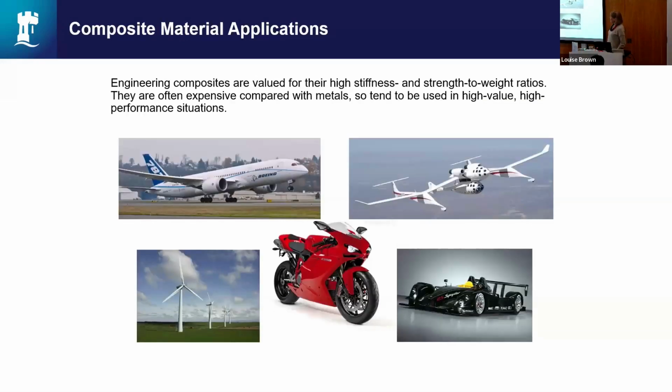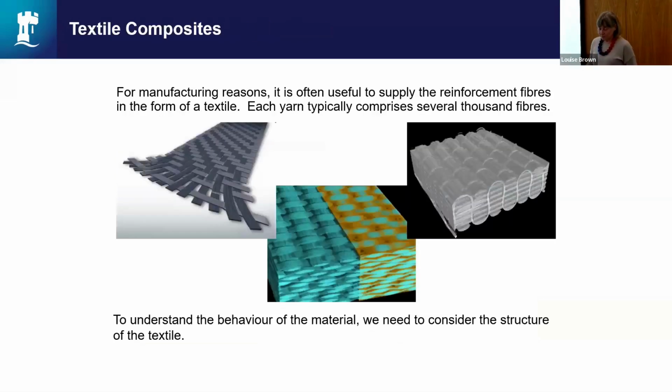So typically what's used in aerospace, things like the Dreamliner, I think they say that's 50% composite now. Lots used in wind turbine blades, various aerospace applications, racing cars made of composites, and still lots of research going on into various uses for composite materials. So why textiles?